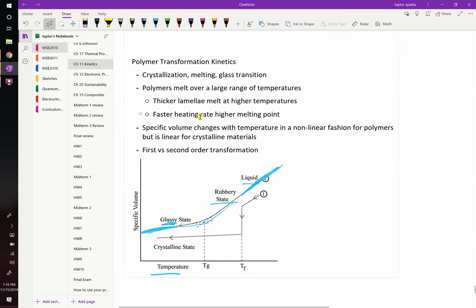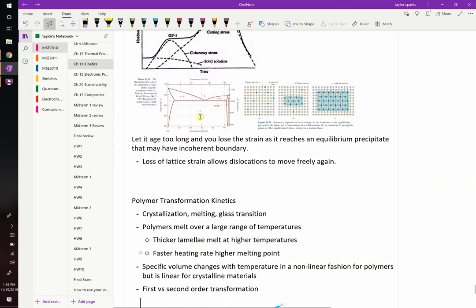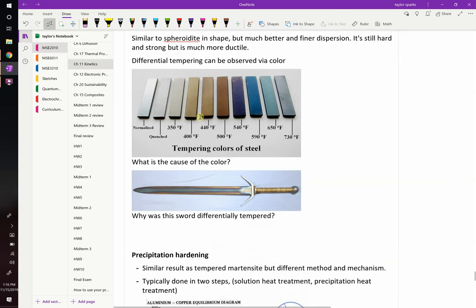Crystallization would look the same as opposed to going glassy; polymers crystallize. We showed you an example of that with the Avrami kinetics. Okay, any other questions about chapter 11 before we move on?